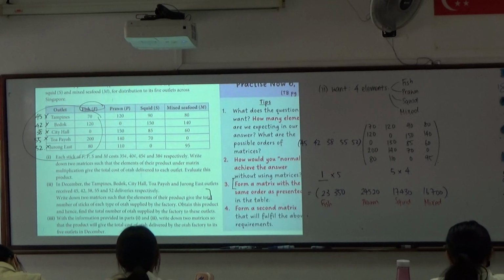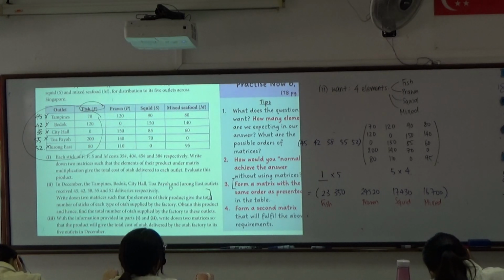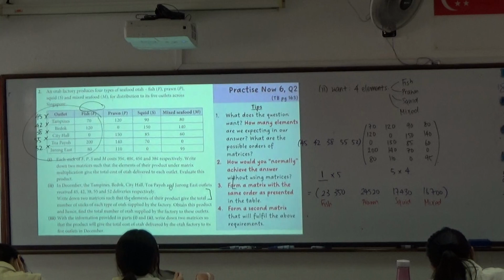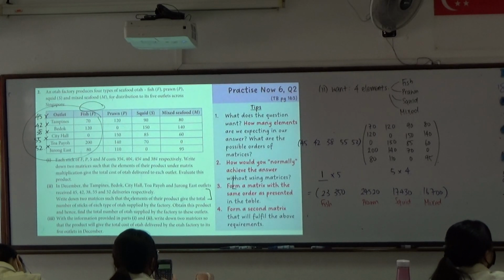Any questions? Give you a minute to digest and think about this. We're not done with this question yet. I want you to think through the way the matrices are formed as well as how they are being multiplied.